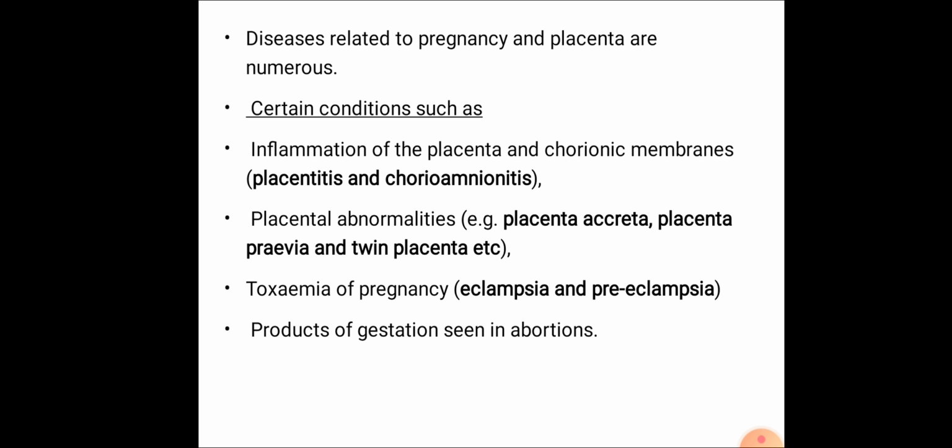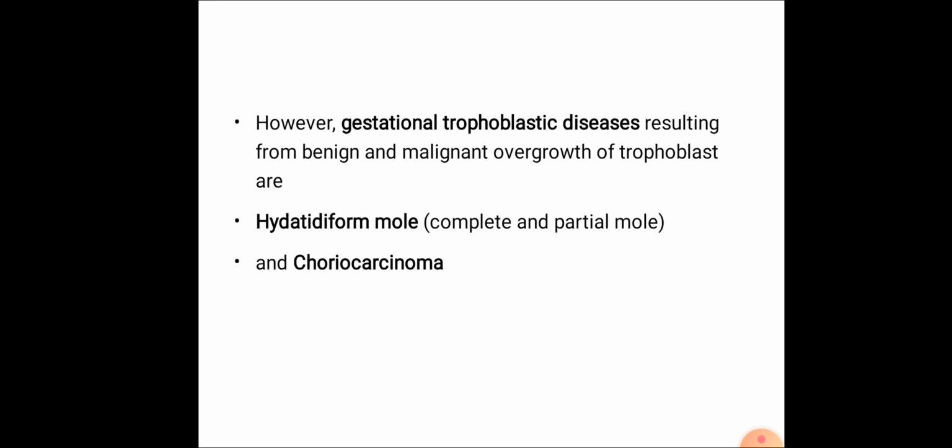Certain diseases are related to pregnancy and placenta. These are placentitis and chorioamnionitis. Placentitis is inflammation of placenta and chorioamnionitis is inflammation of chorionic membranes. Placental abnormalities such as placenta accreta, placenta previa and twin placenta. Toxemia of pregnancy, eclampsia and preeclampsia, and products of gestation seen in abortions.